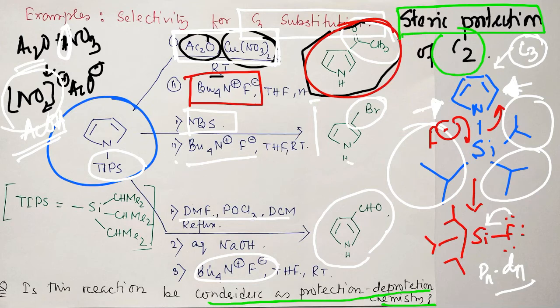We are doing some chemical reaction after this protection, and after completion of our reaction we are deprotecting. That's why we can definitely consider this as protection-deprotection chemistry. I believe this is pretty interesting, because from direct AES on this 5-member heterocyclic compound, you will get C2 substitution. By this technique, you will get C3 substitution.